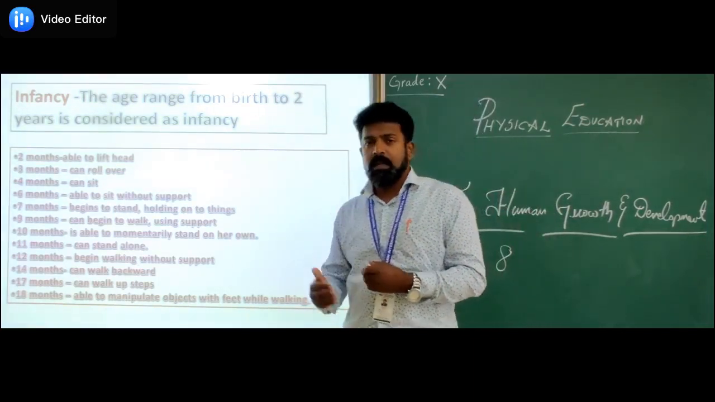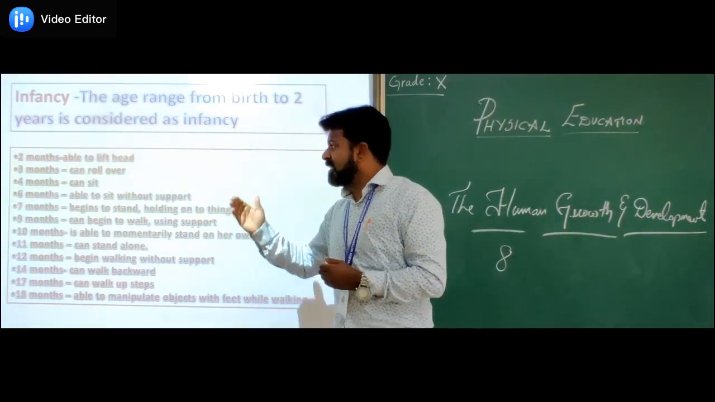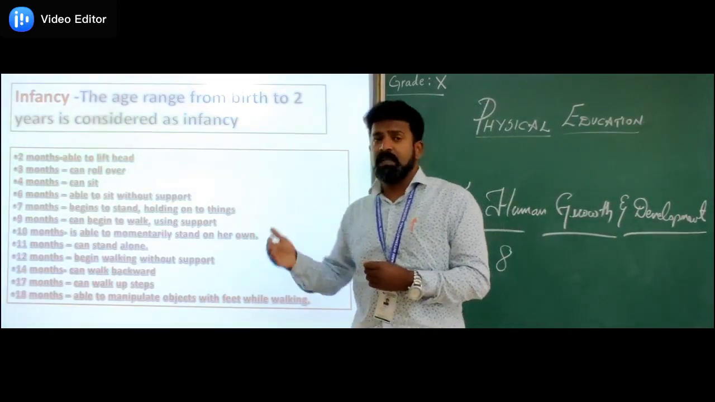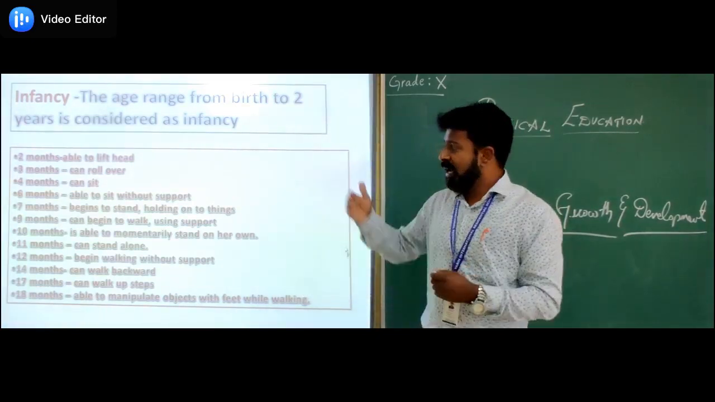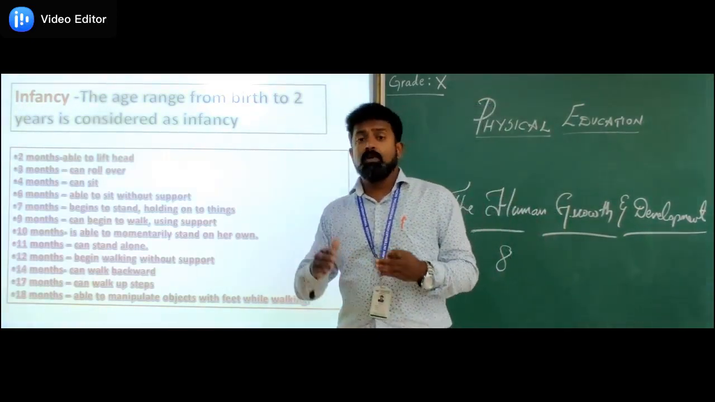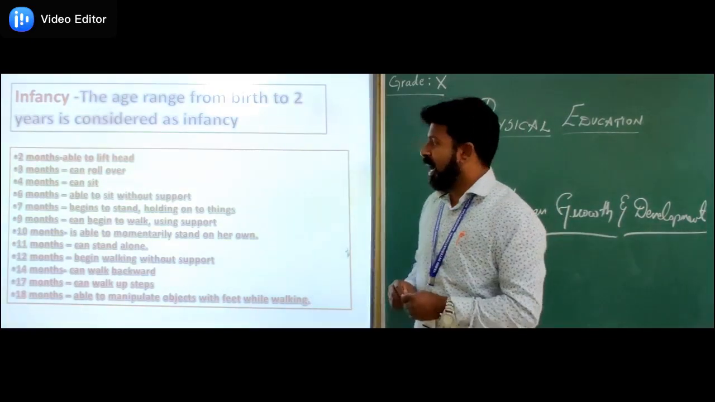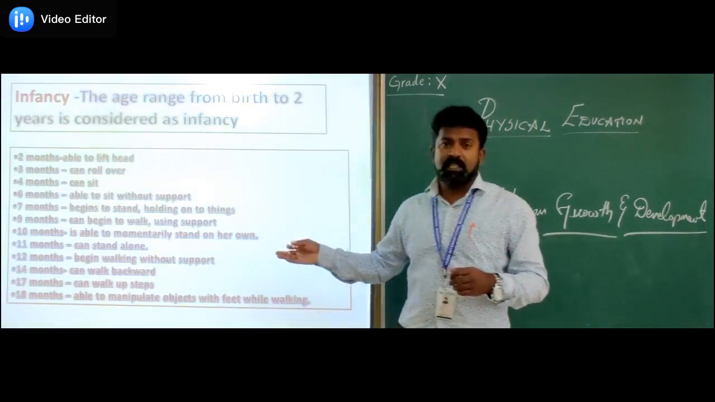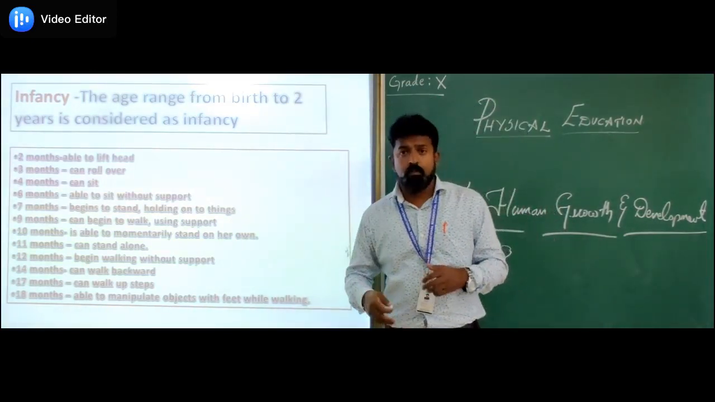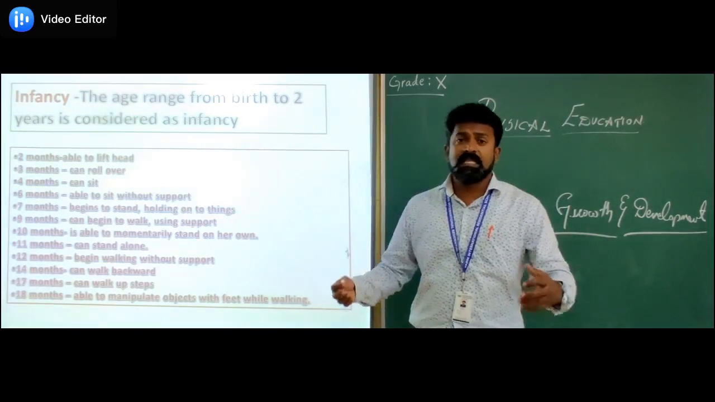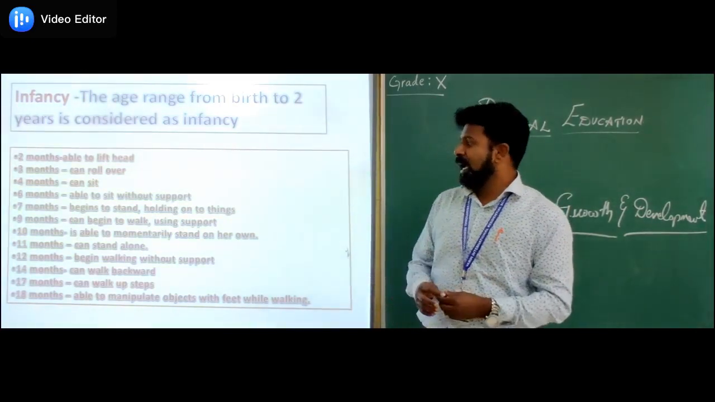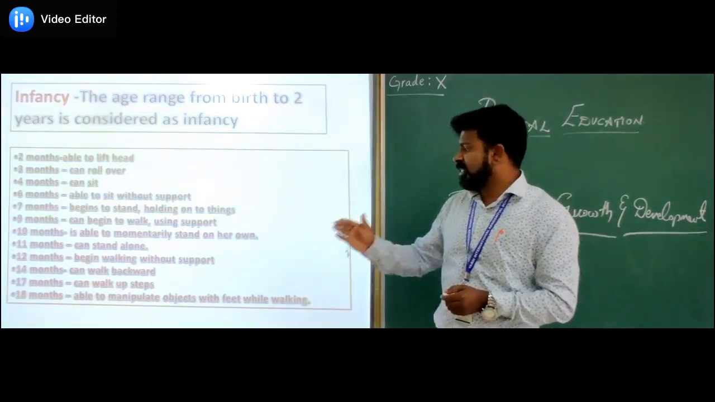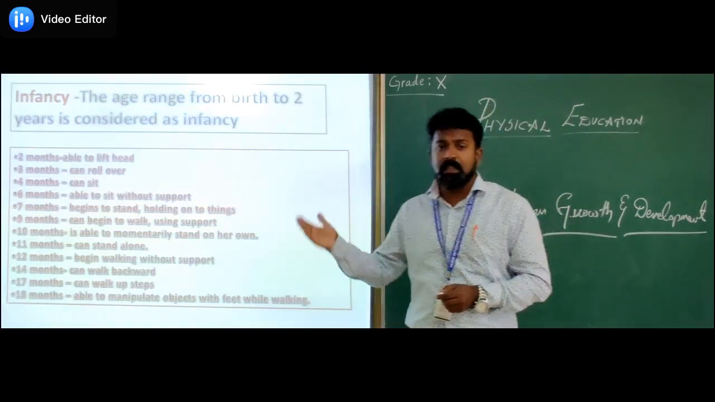In the 4th month, the baby can sit with support, and in the 6th month it is able to sit without support. In the 7th month, it begins to hold onto things, so it begins to move by taking the support of any object. And in the 10th month, it is able to stand on its own with support.